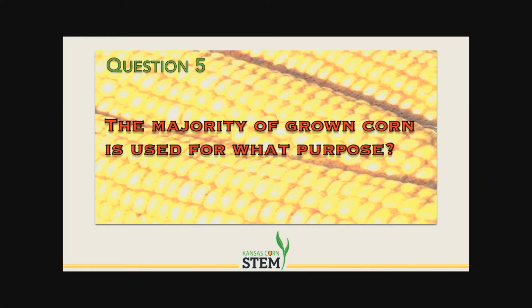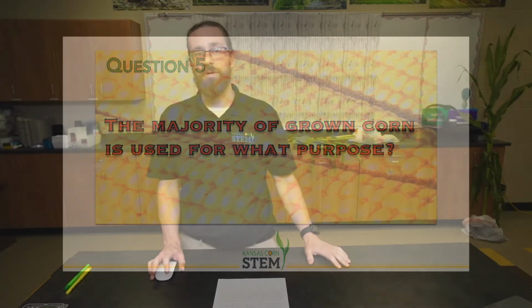Question number 5: the majority of grown corn is used for what purpose? A lot of people are probably going to say human consumption. We know we're eating it: canned sweet corn, cream corn, things like that. But the answer is actually livestock feed. About 10% of corn is used for human consumption, and over 60% goes to livestock feed, feeding cattle, little piggies, and chickens. It's interesting to know that we grow a little over 60% of our food to feed other food. I always find that interesting.